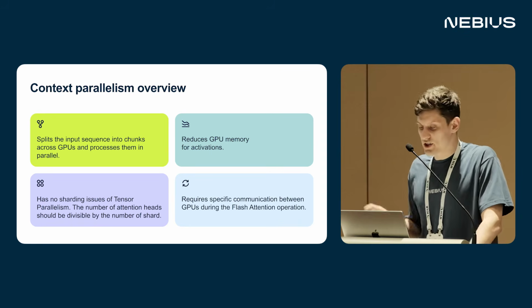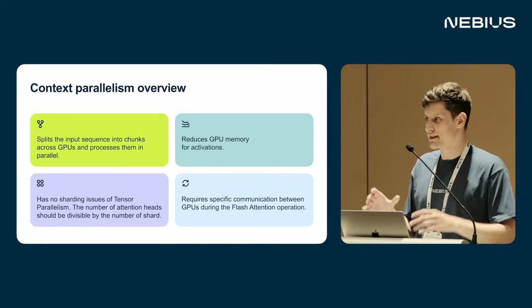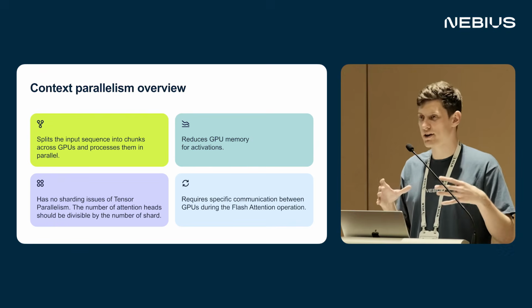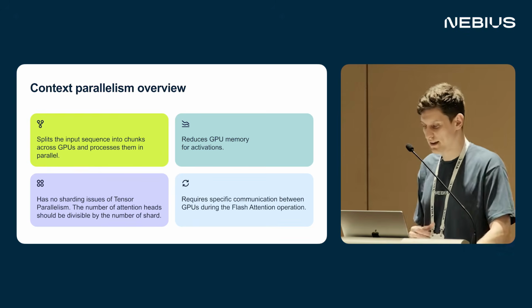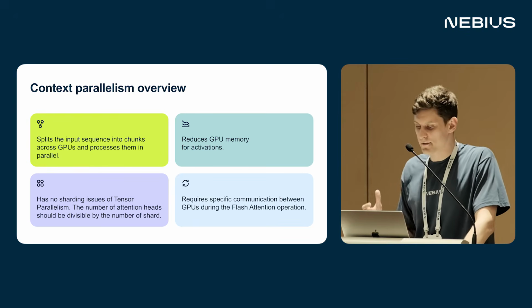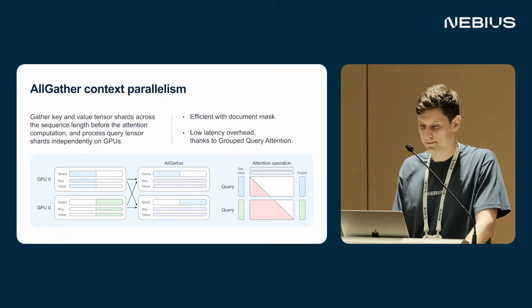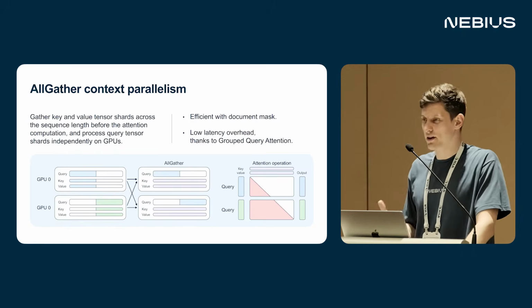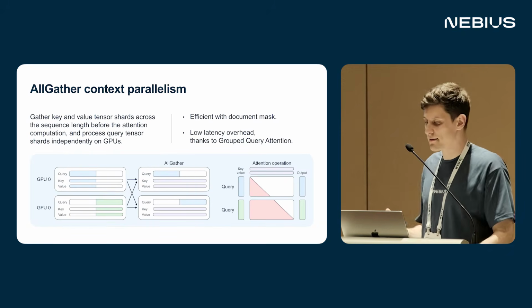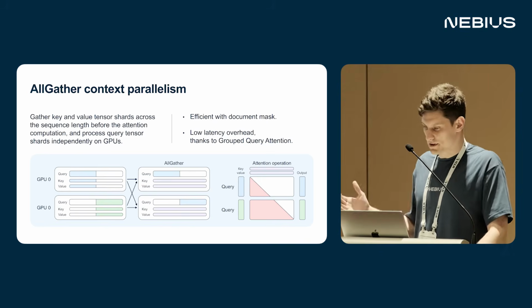But there is a challenge. While most transformer operations can handle these chunks independently, the attention operation requires the entire sequence. So we need a specific inter-GPU communication to get the correct result. Kvax uses an efficient all-gather method, which is described in the Llama 3.1 training paper. Here is how it works.